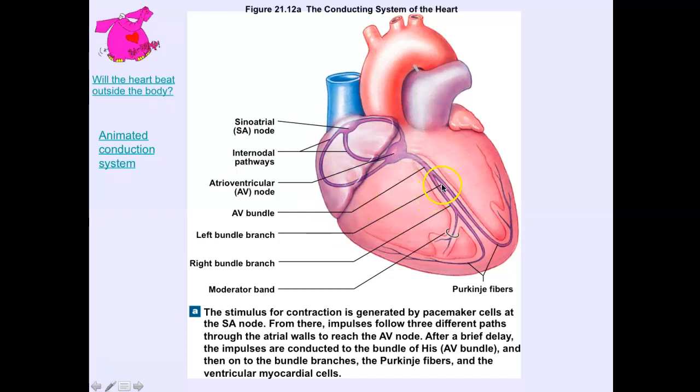So we have two bundles, left and right. So the bundles will travel down here, down the septum. And then once it reaches the apex of the heart, the bundles will spread up the walls of the ventricles. When it starts to spread up the walls, they're called Purkinje fibers. Okay. Now, there is a little offshoot here. There's an offshoot to the right ventricle, and this is called the moderator band.